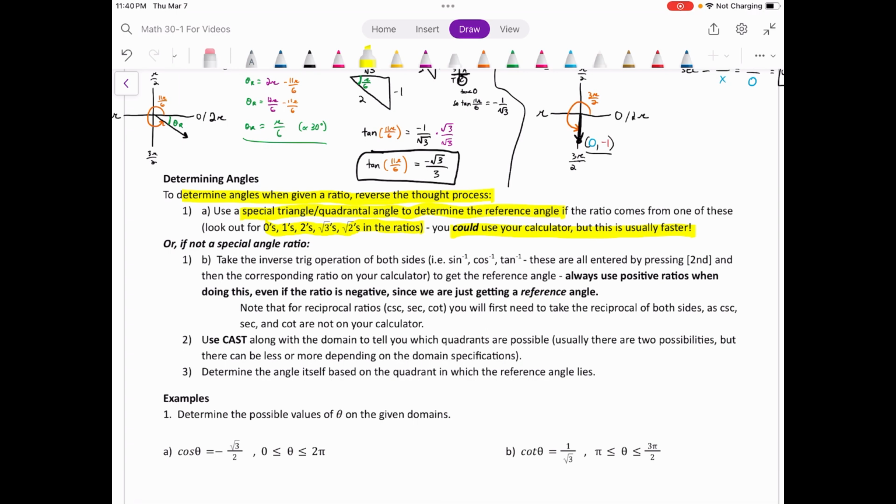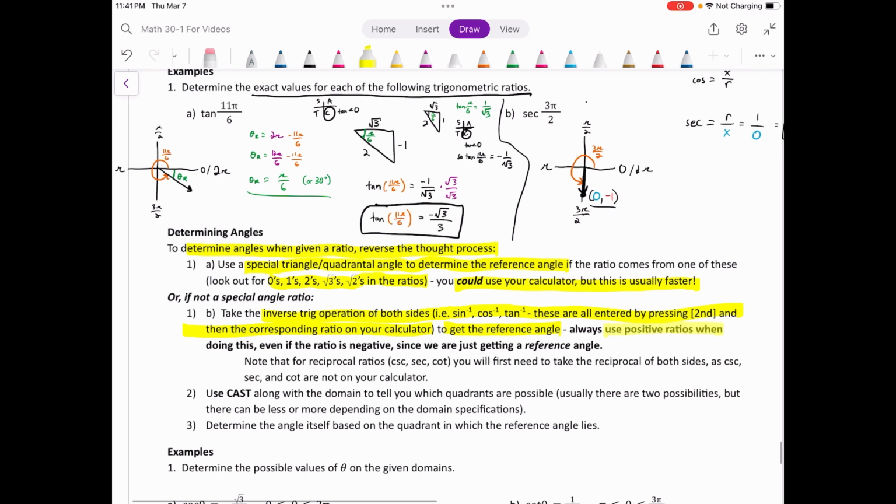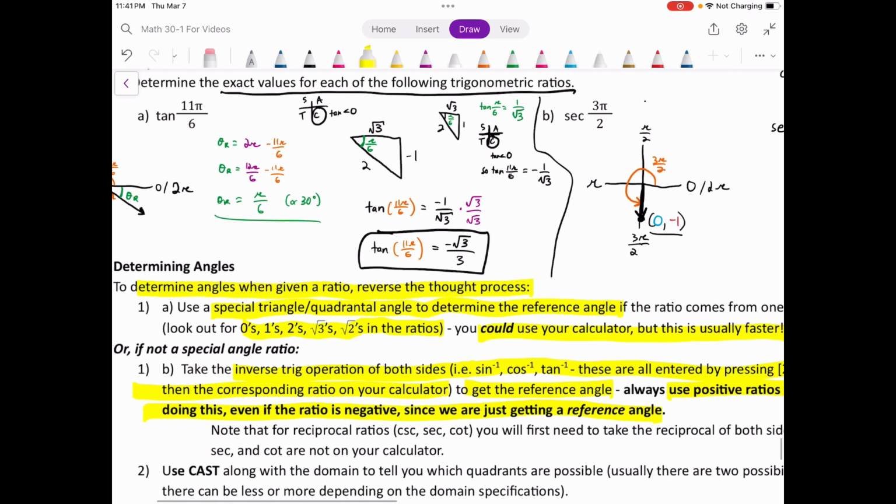You take the inverse trig operation of both sides like you've done a million times. If you have the ratio, take the inverse trig operation and that will give you the reference angle. Always use positive ratios when doing this, and this is super important, even if the ratio is negative, because we are just getting a reference angle. We're just trying to think about what triangle would let me think about this.